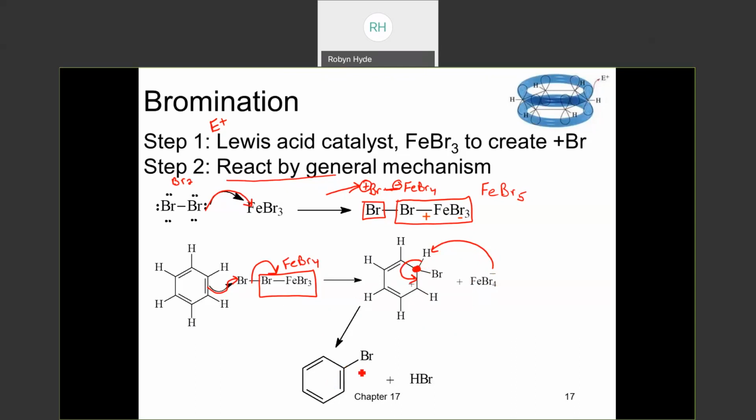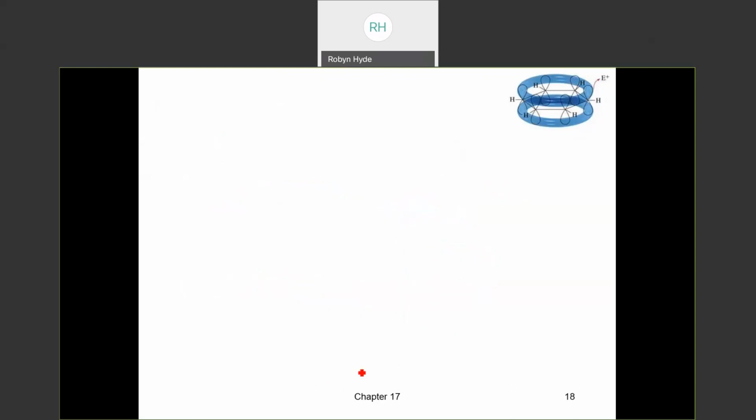Okay, so once again, let's go ahead and do one more practice problem. Let's say that we were brominating... Oh, I know. Let's just go ahead with nitrobenzene. Okay, we're brominating nitrobenzene. So I have my nitrobenzene and I'm adding to it Br2. And then I'm going to add to it that Lewis catalyst, FeBr3.